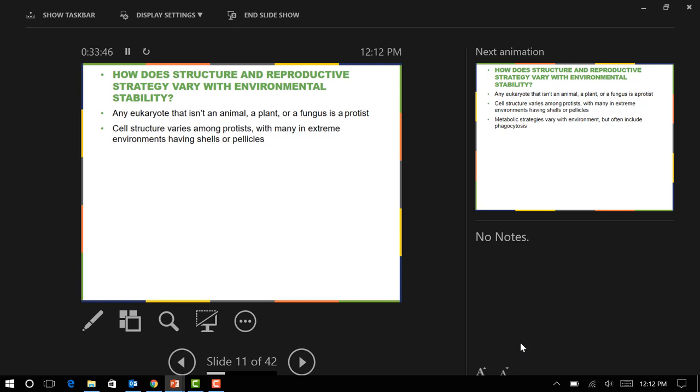Metabolic strategies also vary with environment, but a lot of these include phagocytosis, except in the protists that are purely photoautotrophic. And going back to our little chart from last week, what does photoautotrophic mean? First, the photo, where are they getting their energy from? Sunlight. Autotrophic, where are they getting their carbon from? Well, they're not making the carbon, they're making their biomolecules. They're getting it from carbon dioxide, okay? They're getting their carbon from carbon dioxide and not from organic materials, okay?